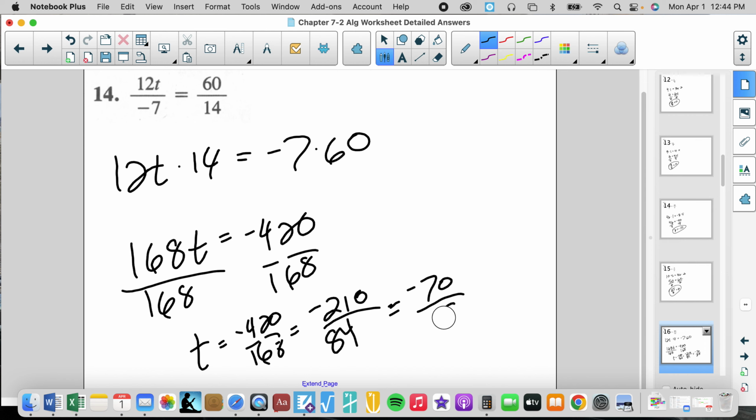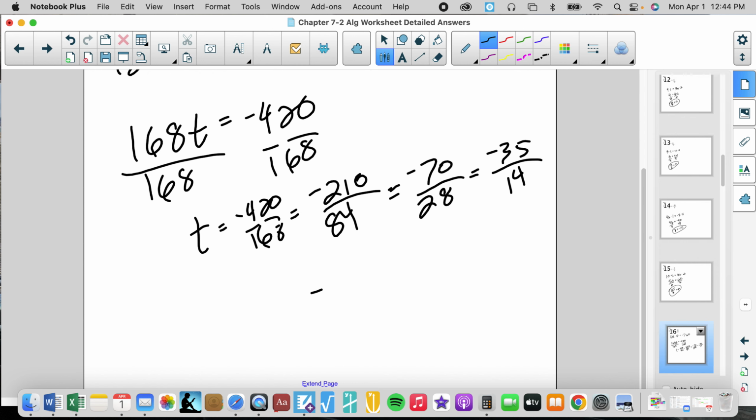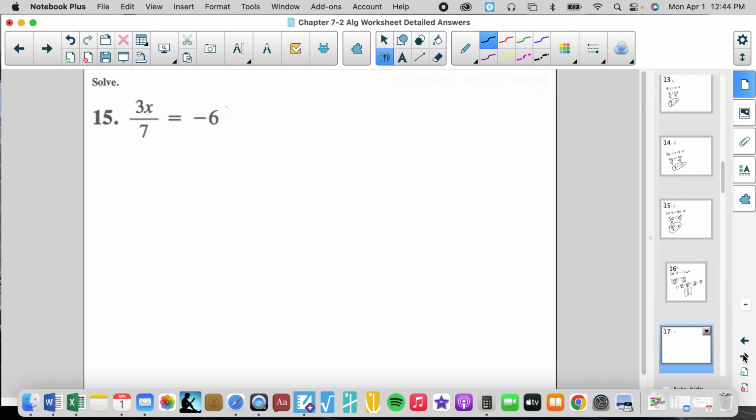84. 3 goes into that. 3 goes into that. And 3 goes into that. 228, maybe? Yeah, right? Half of that's -35. Half of that is 14. 7 goes into those. -5. Oh, -5 halves. Is that a better answer? Number 14, -5 halves. Yep. Sorry.